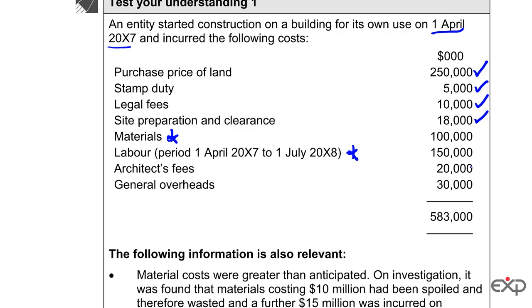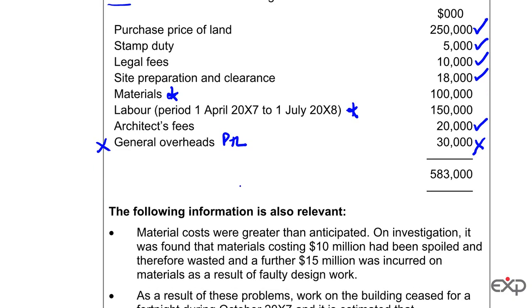Now, I can also tell you that the architect's fees that will be incurred in designing the build are included, but the general overheads are not. These would go to the statement of profit or loss as an expense. Now let's have a look at the material and the labour.